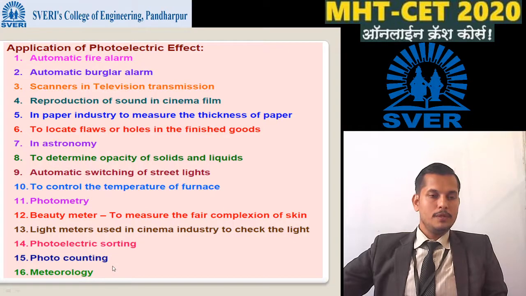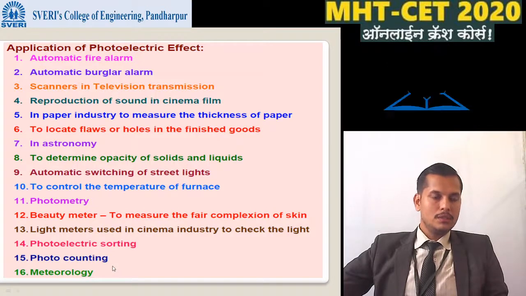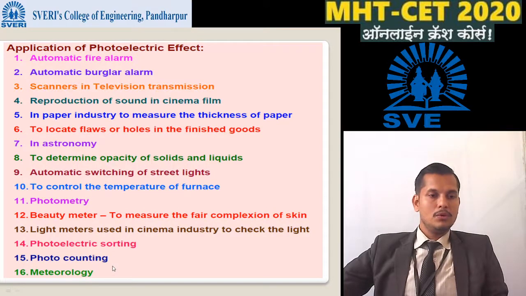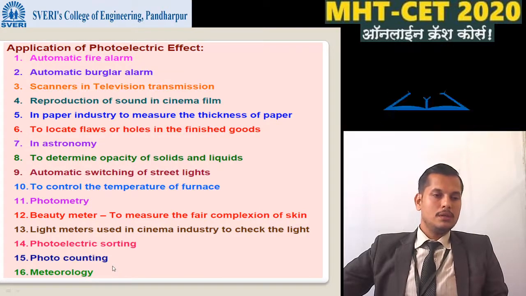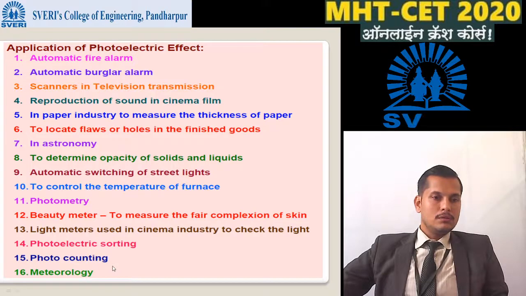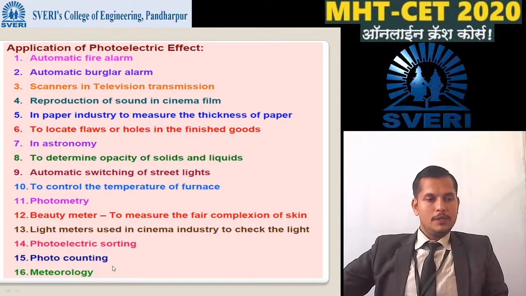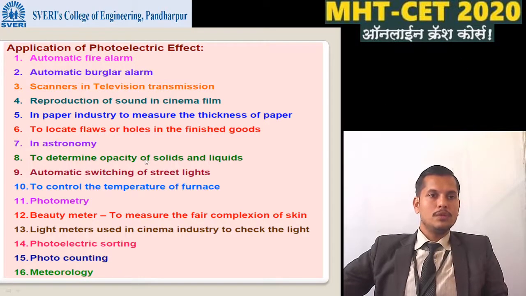Then photometry. Then to measure the fair complexation of skin. Light meters used in cinema industry to check the light. Photoelectric sorting, sorting of material by using photoelectric effect. Photo counting as a counting meter. And meteorology, that is climatic changes. We can get the different applications related to this photoelectric effect.